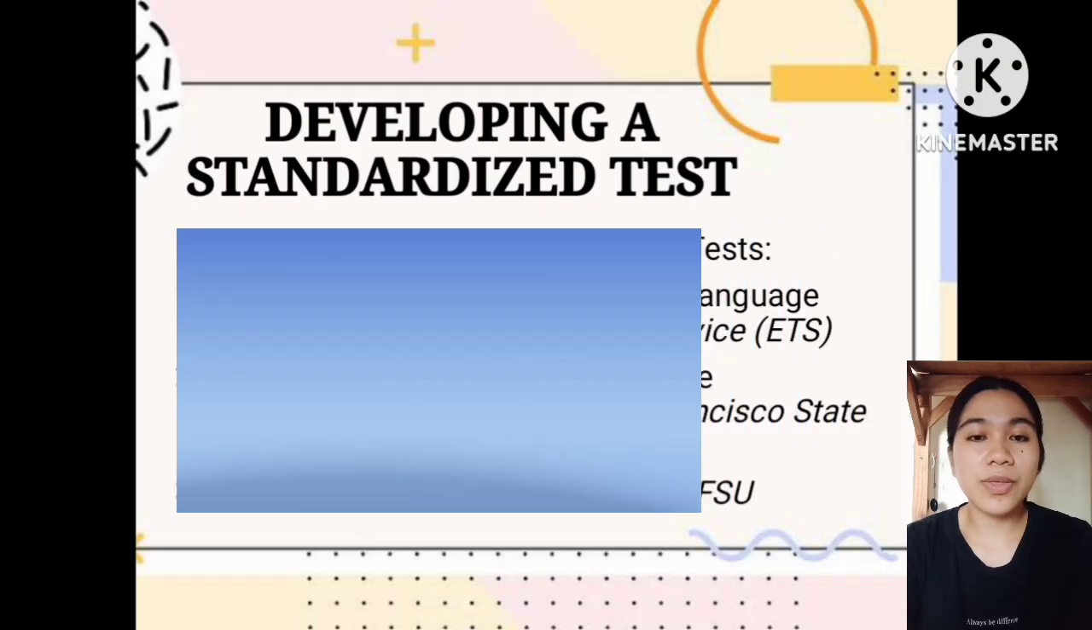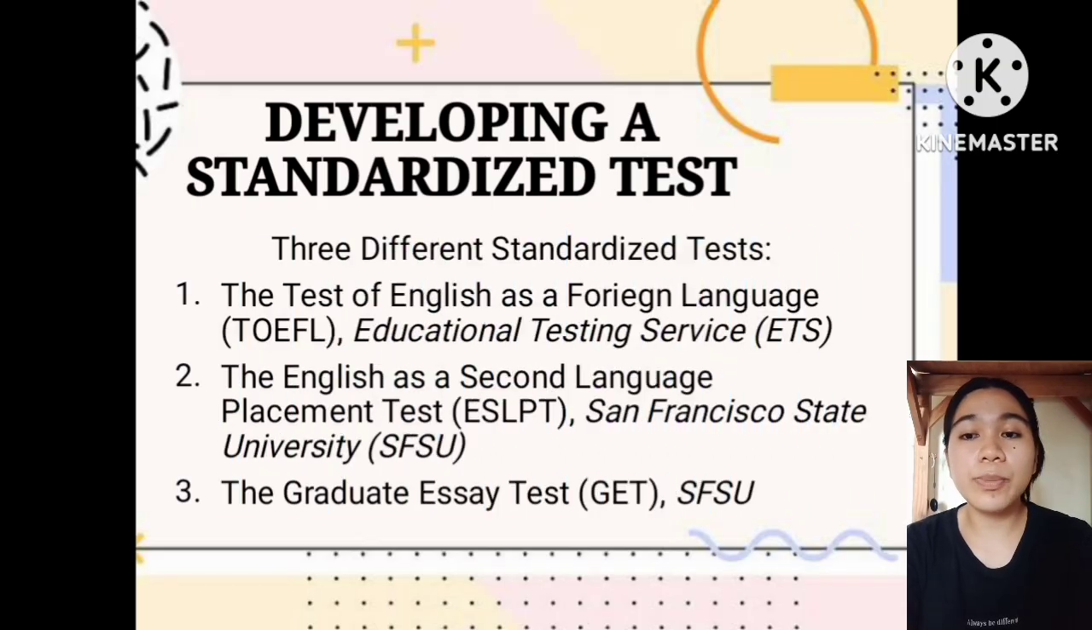With this, there are three different standardized tests that will be used to exemplify the process of standardized test design. The first one is the Test of English as a Foreign Language, which we all know as TOEFL. It is from the Educational Testing Service, or ETS. Next, we have the English as a Second Language Placement Test, or ESLPT, from San Francisco State University. Then lastly, the Graduate Essay Test, or the GET, also from SFSU.